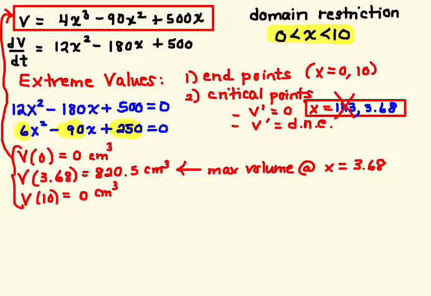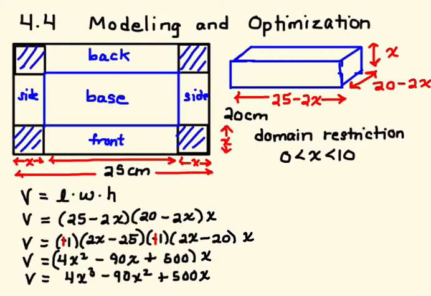So if we go back to our previous problem, or the previous slide, same problem, we found our max. And that is when we cut out these squares, they're going to be 3.68 by 3.68, and we'll have the largest volume for this box over here. And that's an example of an optimization problem.